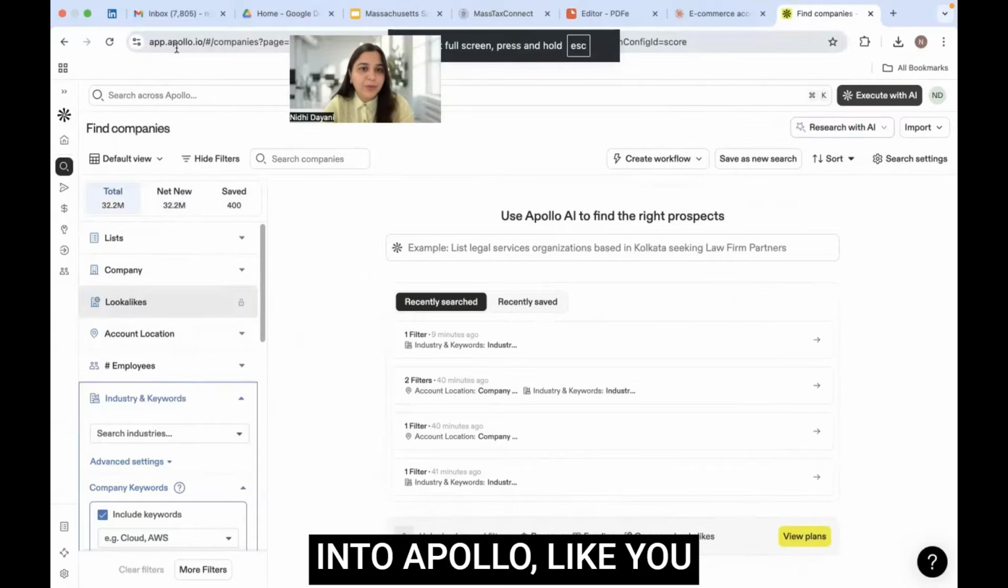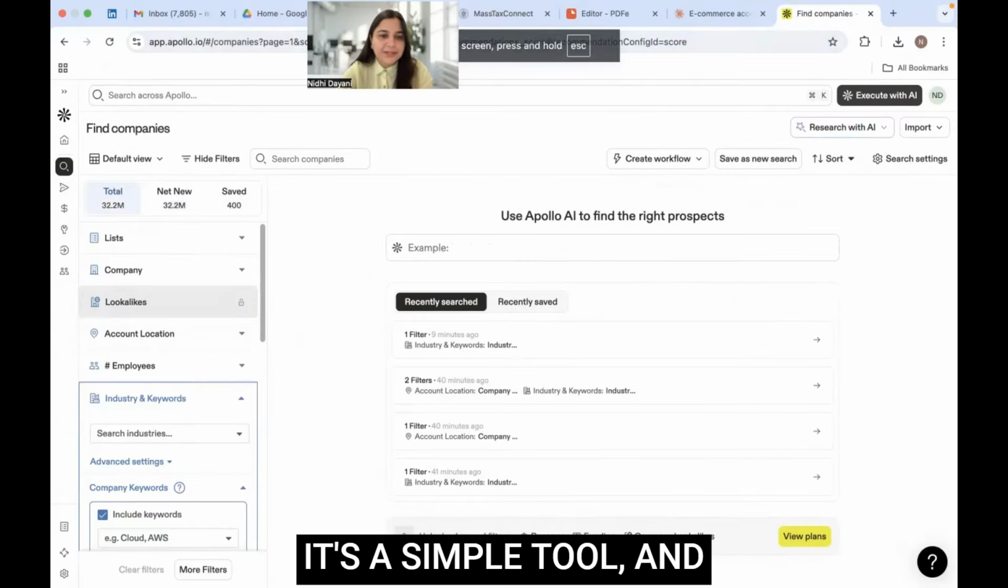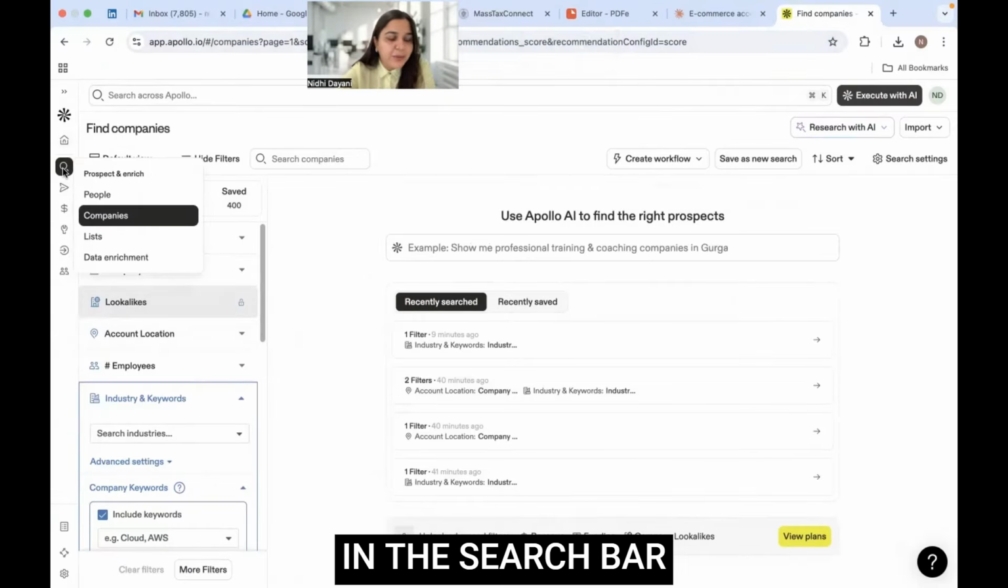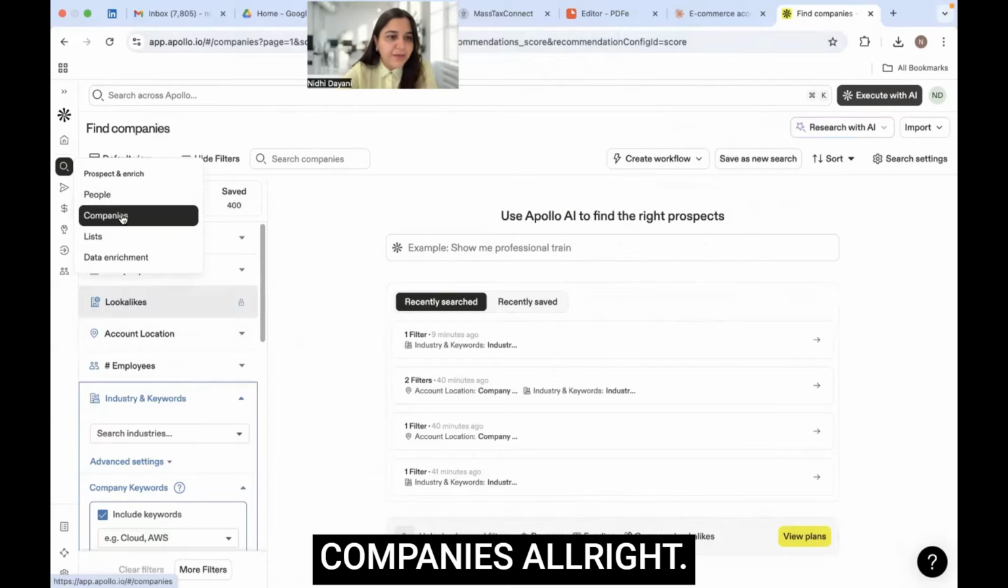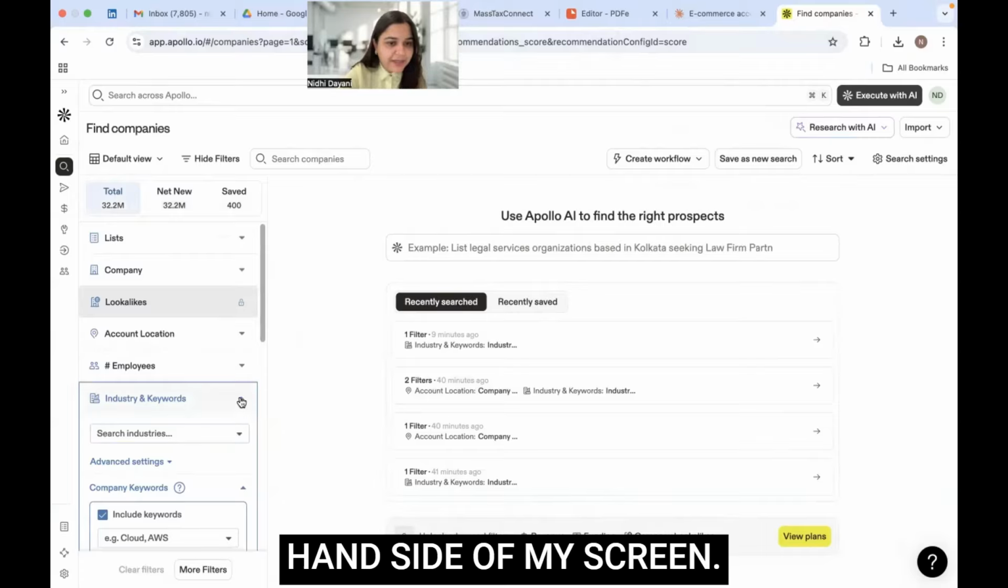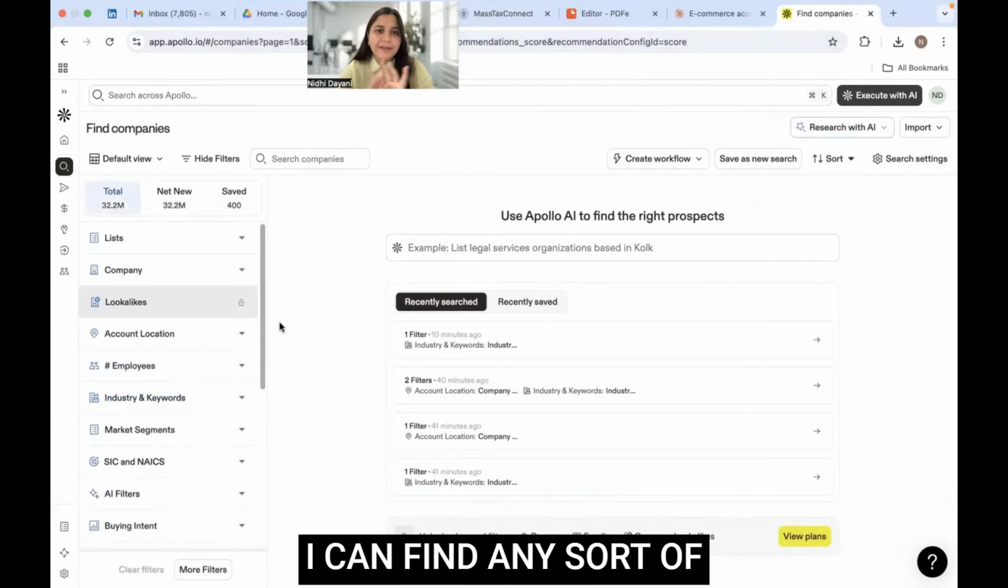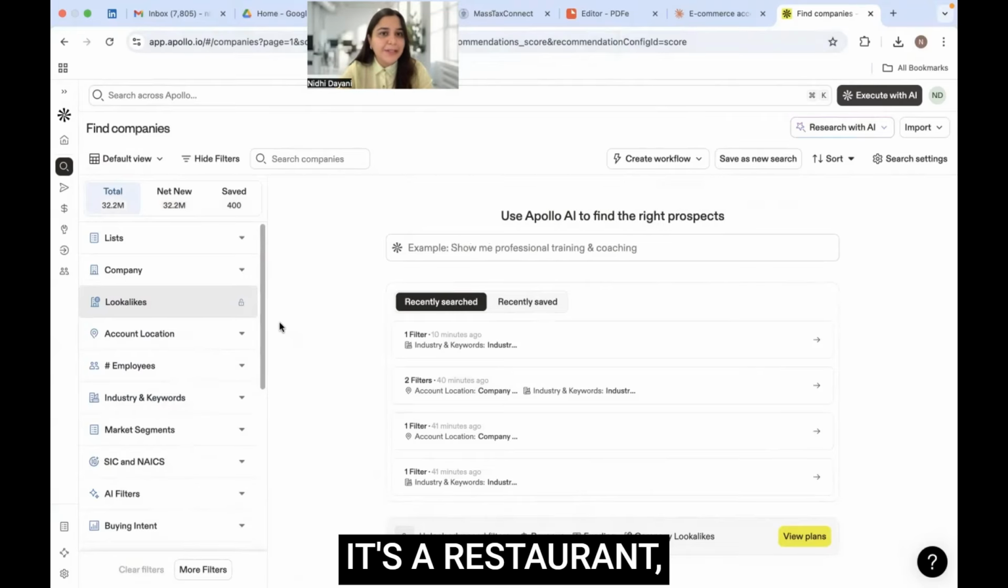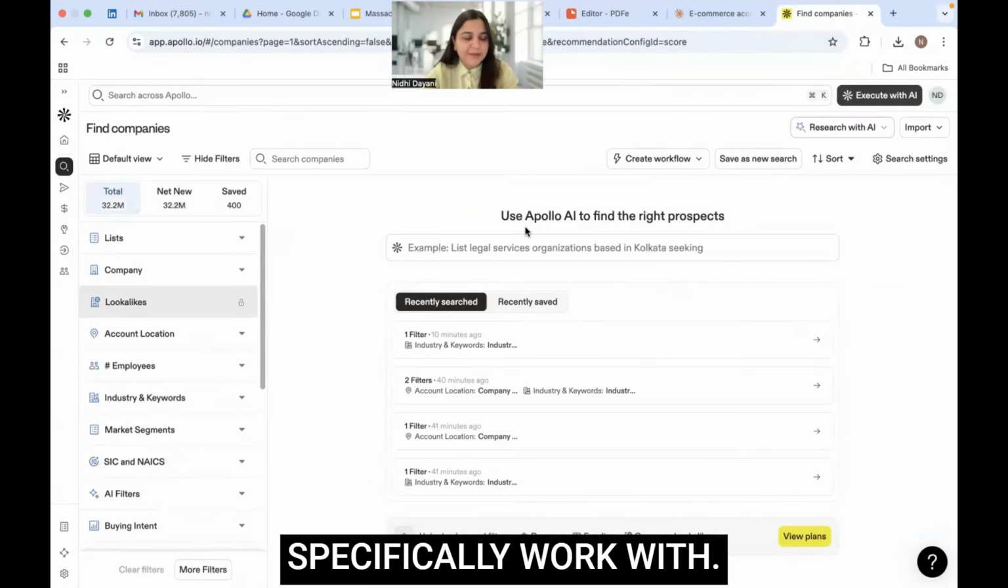You can simply log into Apollo like you would log into Google. It's a simple tool. And in the search bar navigation, we'll go to companies. Once I click on companies, I will get the filters on the left-hand side of my screen. Now, through Apollo, I can find any sort of business, whether it's a restaurant, e-commerce owner, or any other business that you're looking to specifically work with.